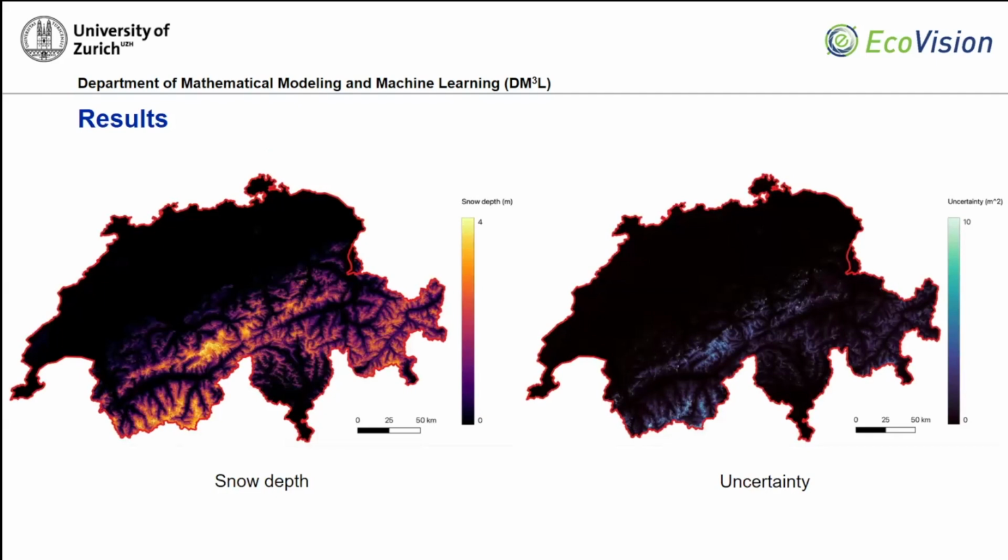And so this is such a result. So this is the snow depth on your left side, and everything very bright and orange is very high snow cover, and everything dark has almost no snow cover. And then on the right side, you see the variances, so the uncertainty here, and everything very light and bright blue is high uncertainties, and everything very low is not. So you see the higher the snow depth, the higher the uncertainty, basically.